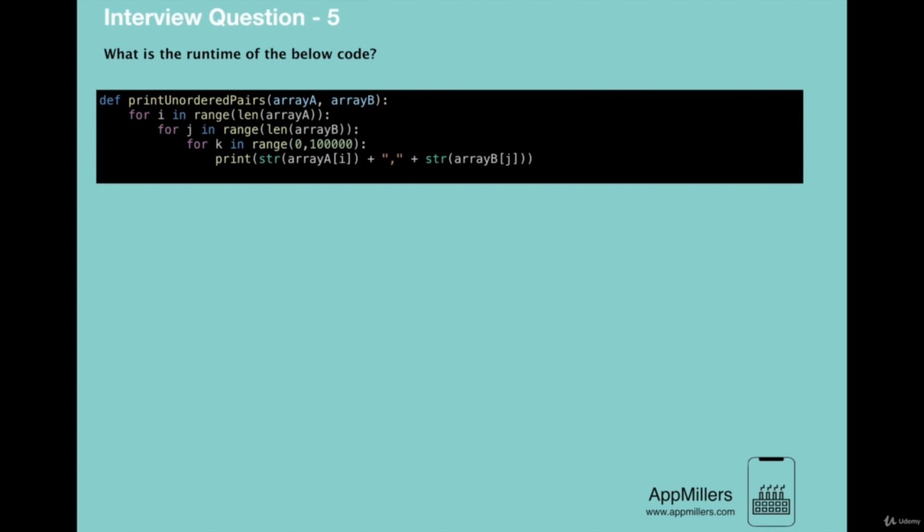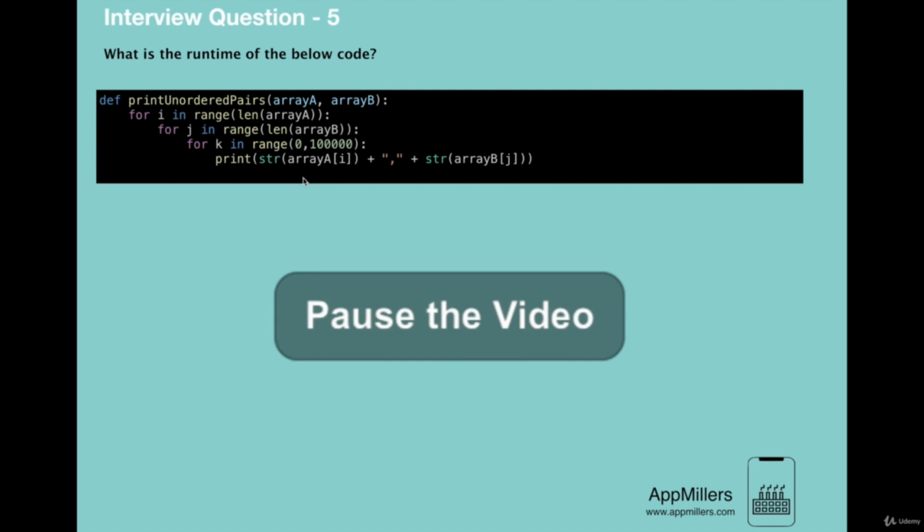Question number 5. Here, one more time, the method takes two different arrays as input parameters. Then in the outer loop, it runs through array A, and for each element of array A, it runs through array B. But here, inside the inner loop, we have another loop which runs from 0 to 100,000. Now let's see what is the runtime of this code. Here again, I want you to pause the video and see if you can come up with your own answer.